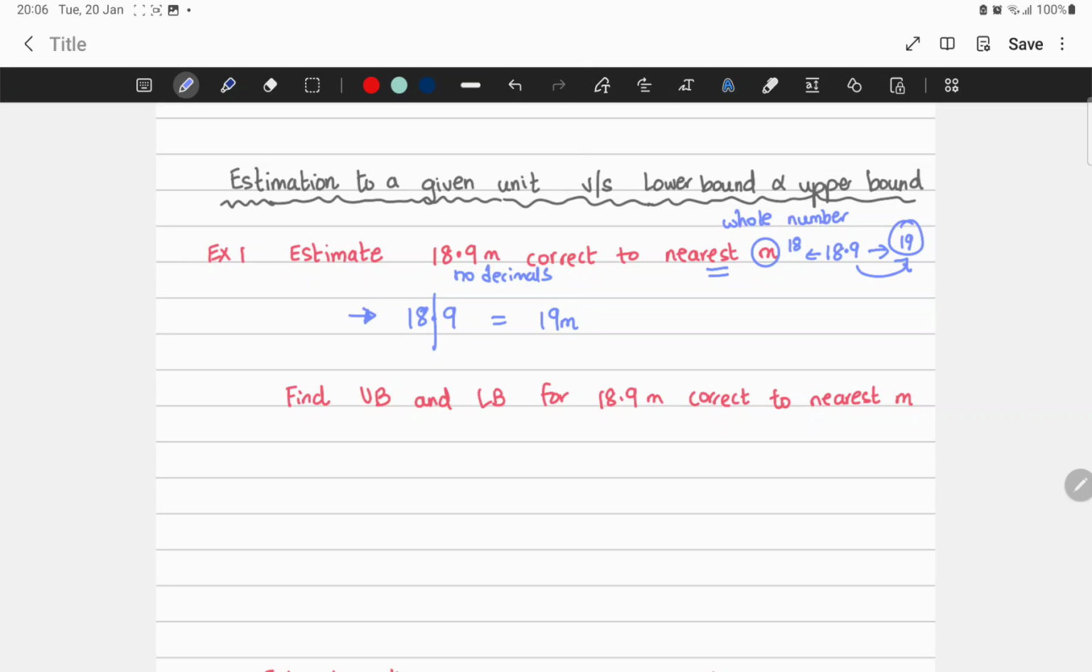But if we are asked to find upper bound and lower bound, here we're going to take nearest meter because there's no unit. We assume that it is 1. For lower bound and upper bound, we divide by 2. So I'm going to take 1 divided by 2, I'm going to have 0.5. And upper bound, I'm going to add. And lower bound, I'm going to subtract. So just a clarification, if we are asked for upper bound, lower bound, we have to do it this way.